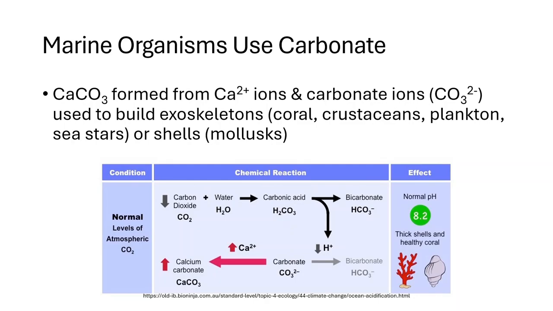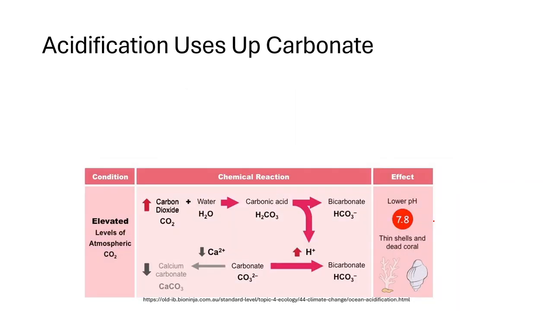So in normal oceanic conditions, or what they were before we had increased levels of CO2, you would have CO2 dissolve in water, it would form carbonic acid. That carbonic acid would form bicarbonate. Bicarbonate in the ocean can then lose another one of these hydrogen ions and become carbonate ions, which will react with calcium in the water to form calcium carbonate, which can then be used to build shells and exoskeletons by these various marine organisms. And that was at a pH of about 8.2.